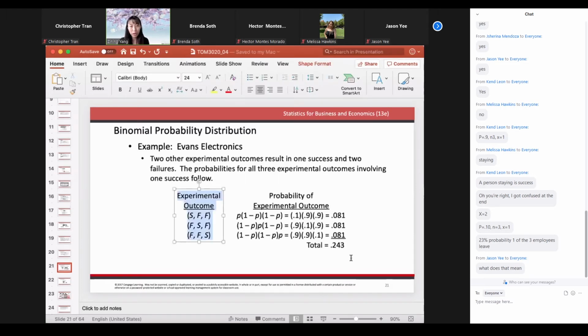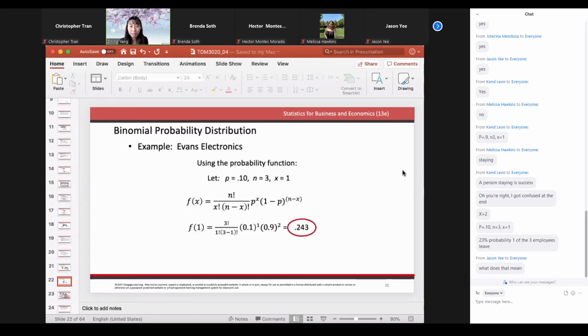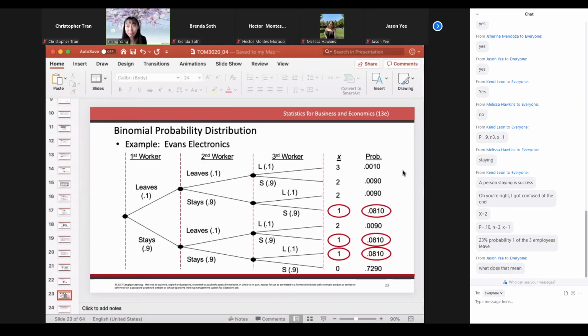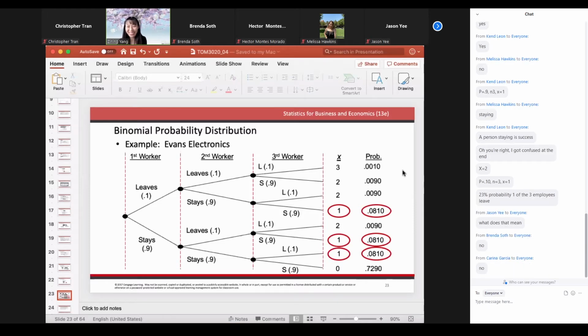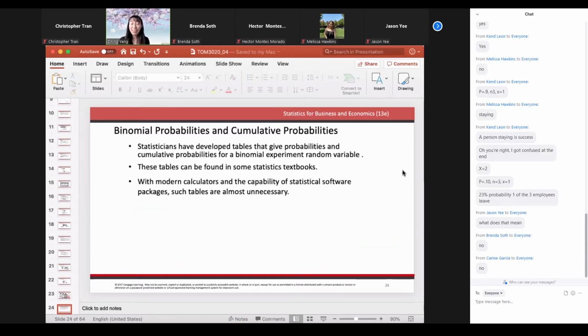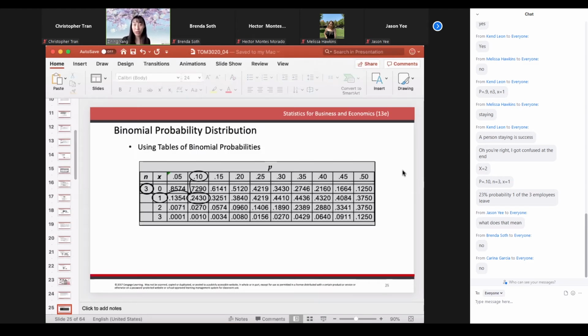That's what I'm showing here. So again, that's the probability of choosing 3 employees at random, where 1 of them will leave, but the other 2 will stay. That's the exact probability. So any questions so far? We're good? No questions. Good. Okay, very nice. So that's a probability calculation.